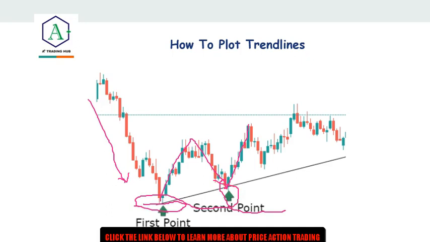So when you see the first and second point, you can start plotting your trend line, and all you need to do is wait for price to come retest the trend line. Once it retests the trend line, you buy. You retest the trend line again, you buy. So all you need to do is just look for the first 2 points. When you see the first 2 points, that means you have caught the trend on time.